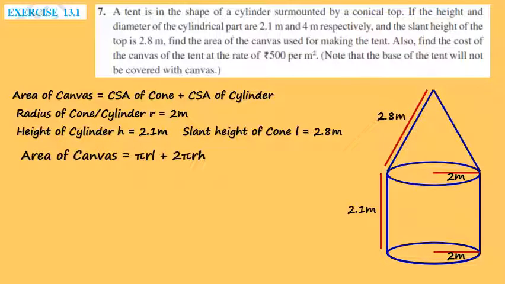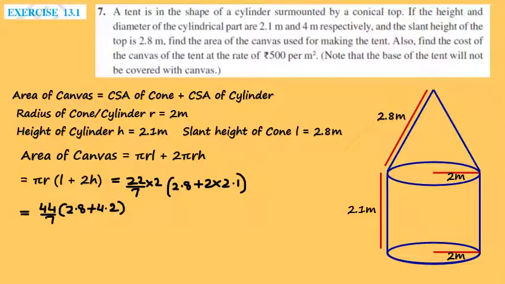Now the area of the canvas is equal to the CSA of a cone, that is pi r l, plus the CSA of the cylinder, 2 pi r h. So here pi r is common. So pi r into (l plus 2h). Just substitute the values and simplify. So we will get 44 by 7 into (2.8 plus 4.2), which will give 7; the 7s get cancelled. So the area is 44 meters square.